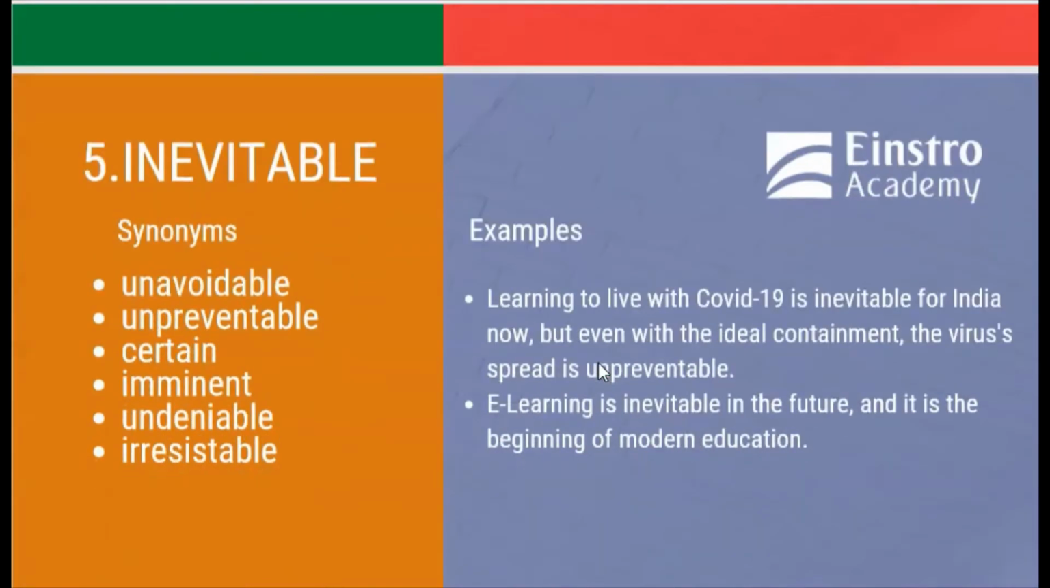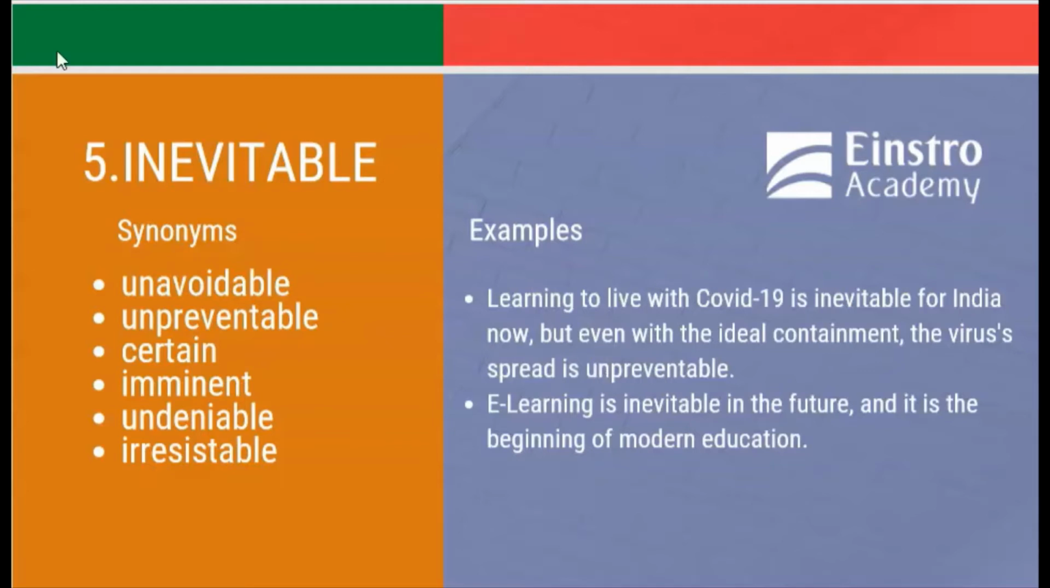Number 5, what we are going to learn, is inevitable. Inevitable is nothing but unavoidable, an unavoidable situation. Now we are in an unavoidable situation, right? And there are still more synonyms: unpreventable, certain, imminent, undeniable, irresistible. You can use any of these words, but which is easy for you to remember? Unavoidable, unpreventable. And be careful when you're using words like inevitable, unavoidable and unpreventable. Take care of your spelling.